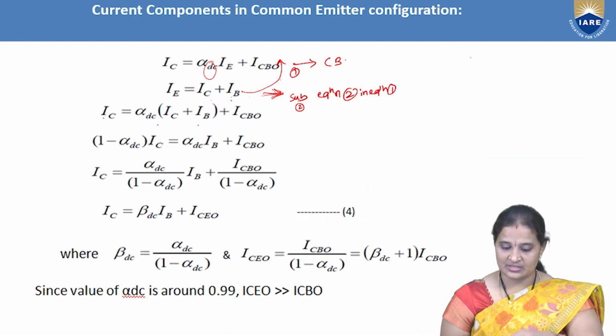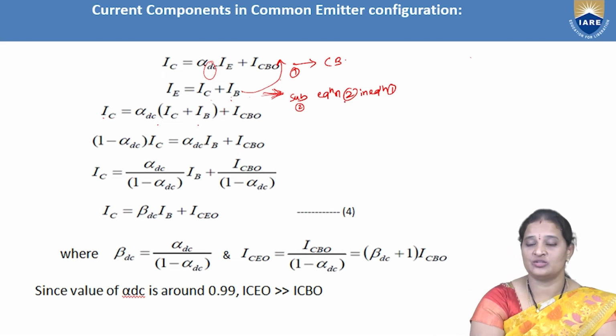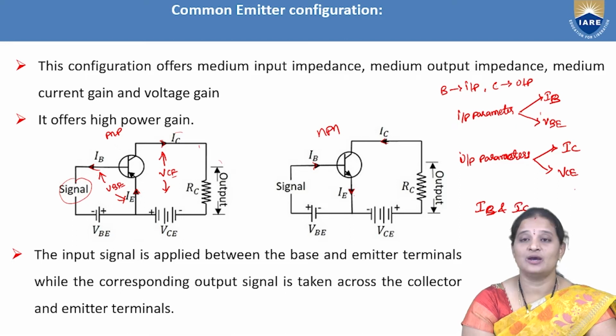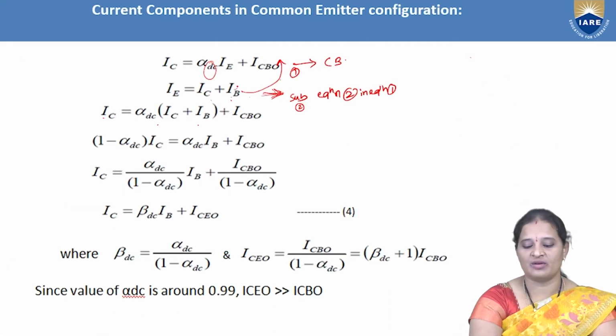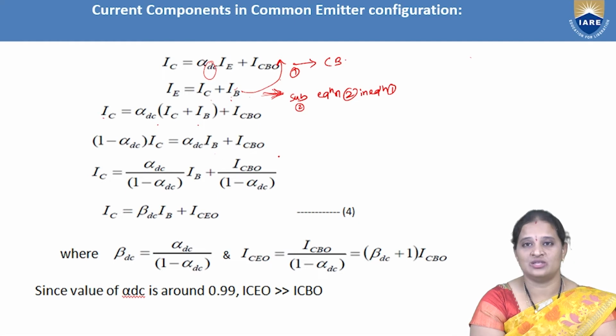Now let us discuss the relationship. I want a relationship between the input current IB and the output current IC. That is my aim. For that I have considered these two equations and substituted IE in the above equations. Now I am sending this IC term to this side. Then I'll get 1 minus alpha DC into IC equals alpha DC into IB plus ICB naught.